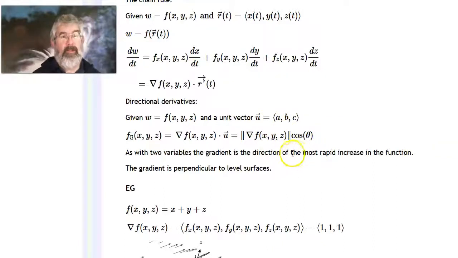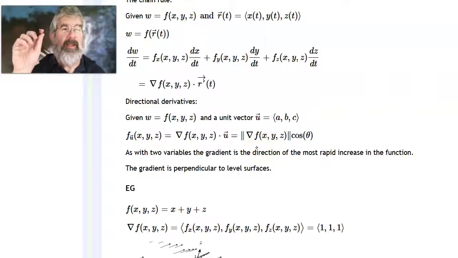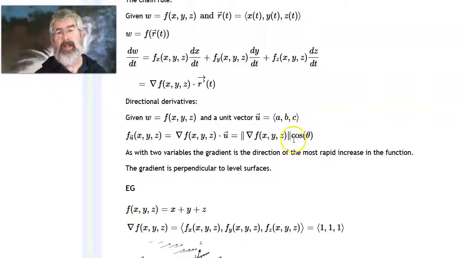Which told us a couple of things. That is, if u is pointed in the same direction as the gradient, then the angle is 0 and the cosine of 0 is 1, and you get that the slope in the direction of the gradient is the length of the gradient. Also, for the same reasons as before, if the gradient is pointing this way and you look in a perpendicular direction, then you'll have theta equals pi over 2, and that dot product will be equal to 0.